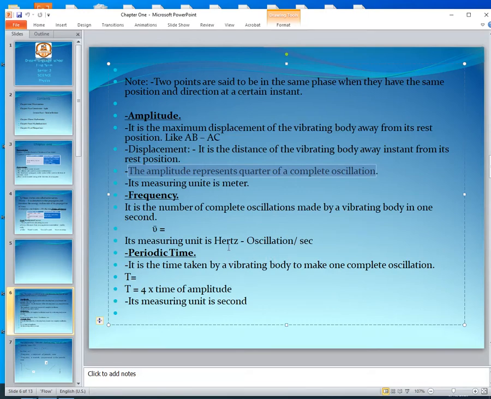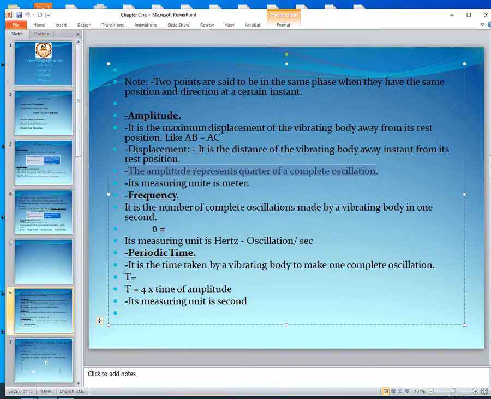From A to B, this is 1. From B to A, this is 2. From A to C, this is 3. From C to A, this is 4. So we have here 4 amplitudes. So the complete oscillation contains 4 amplitudes. What about the 1 amplitude? The 1 amplitude represents 1/4 of the 1 complete oscillation. So we can say that the amplitude equals a quarter of a complete oscillation.